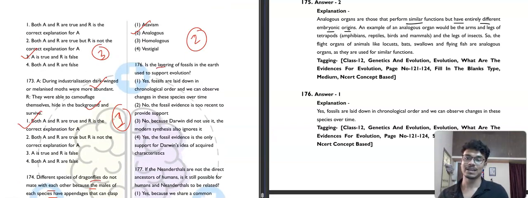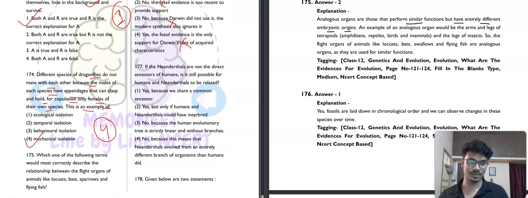It is saying that, is the layering of fossils in the earth used to support evolution? Yes, first option, yes, fossils are laid down in chronological order and we can observe changes in the species over time. So it is correct, first option. Then all the no options obviously will not be the answer. Yes, the fossil evidence is the only support, is also not correct. So the first option is correct.